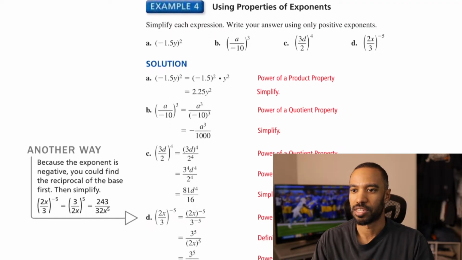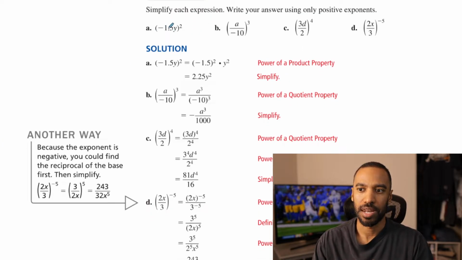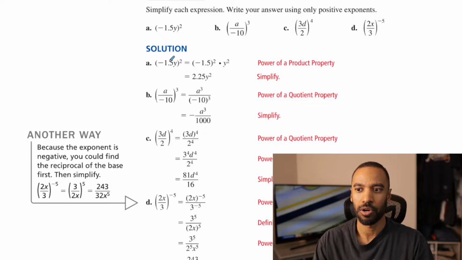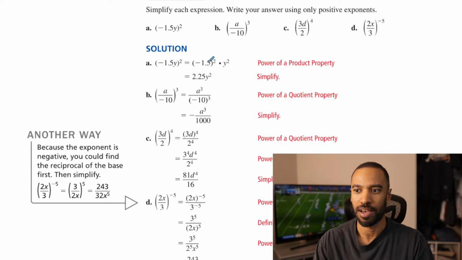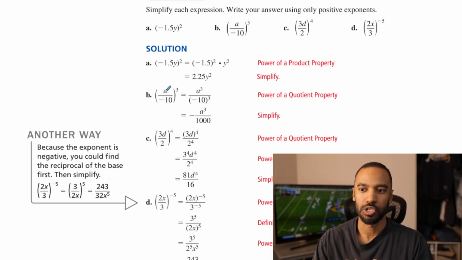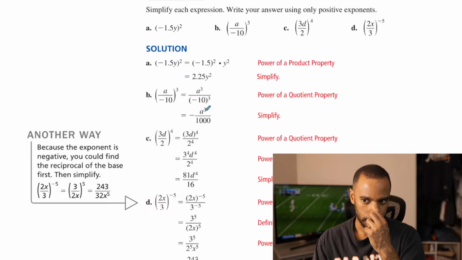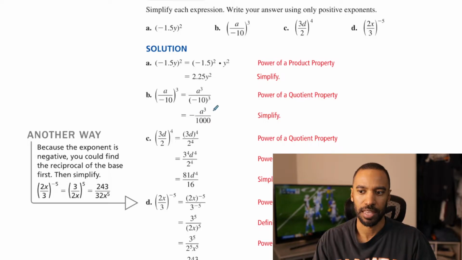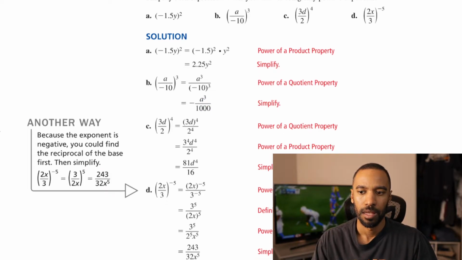All right, so a couple of these exponents that you see here. The first one, negative 1.5 y squared. We would square both the negative 1.5, which is 2.25, and squaring y gets you y squared. This next one's a quotient, a over negative 10 cubed. You get to cube both a and negative 10. A cubed is a cubed, negative 10 cubed is negative 1,000, and you're left with that result.